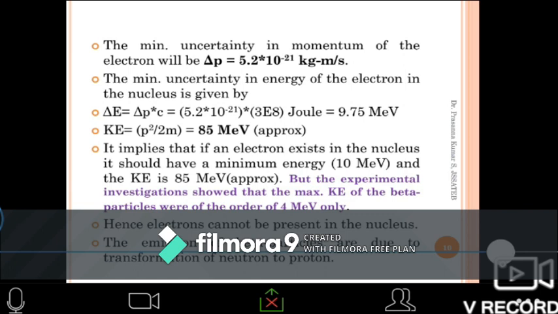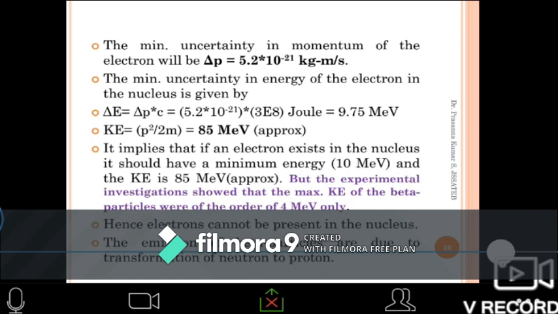That is, delta E is equal to delta p into c. E equal to mc square, therefore E equal to pc. Therefore, delta E is equal to delta p into c. Use delta p in this expression, 5.2 into 10 to the minus 21 into the velocity of light, then it will be 9.75 MeV. So the corresponding energy will be 9.75 MeV.